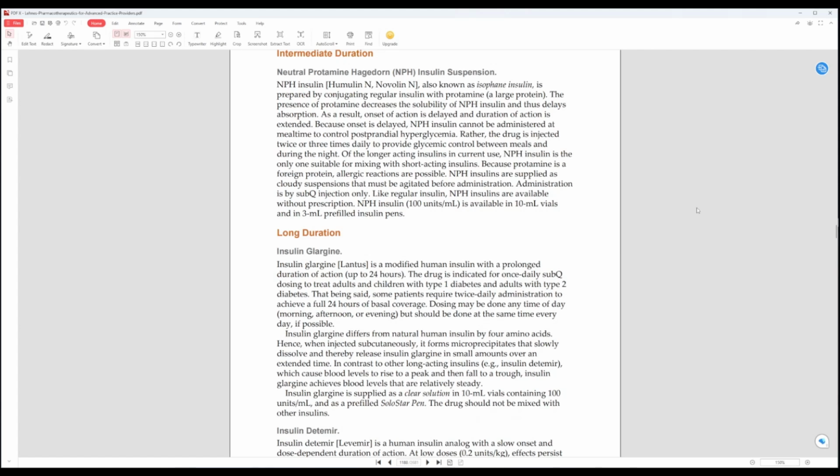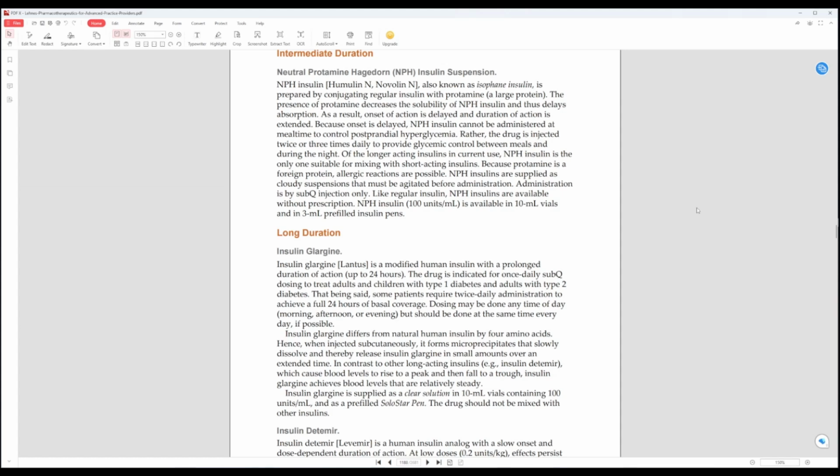Which brings us now to the intermediate duration. The neutral protamine Hagedorn or NPH insulin suspension, also known as Humulin or Novolin, also known as the isophane insulin, is prepared by conjugating regular insulin with protamine, which is a large protein. The presence of protamine decreases the solubility of NPH insulin and therefore delays absorption. As a result, onset of action is delayed and the duration of action is extended.